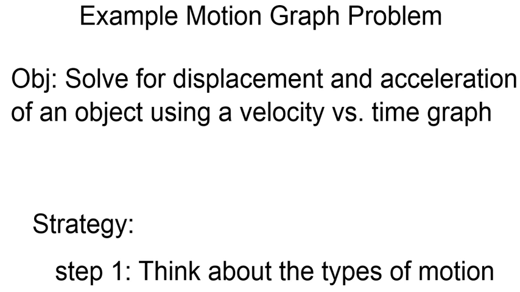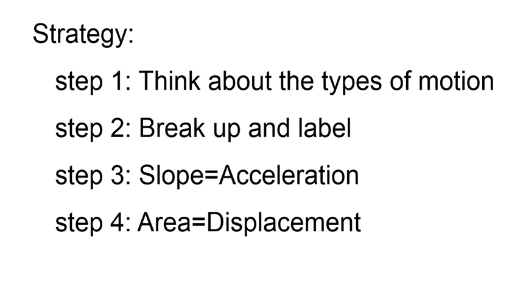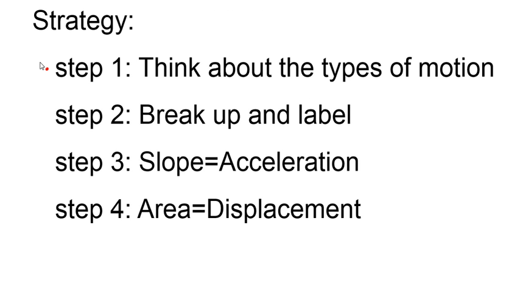For motion graphs, I really like to think about them in terms of steps. Step one, I always like to think about the types of motion that are occurring. So when I see a graph, I like to think: is this a constant velocity? Is this an acceleration happening? Is it standing still?